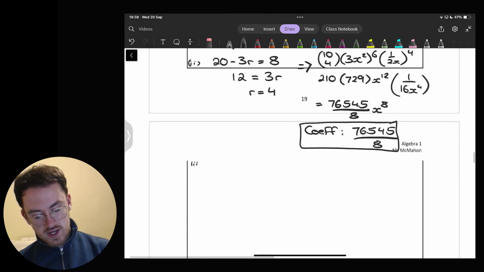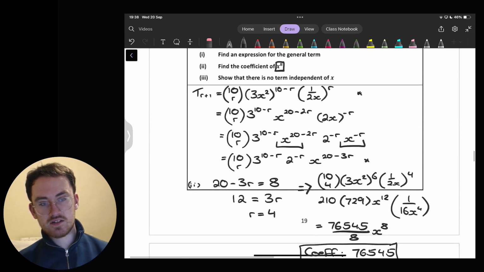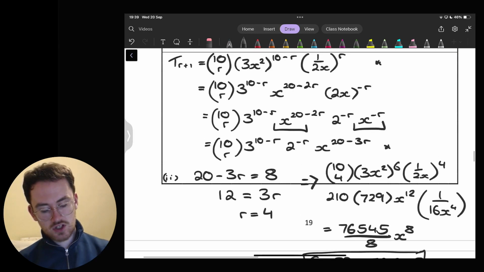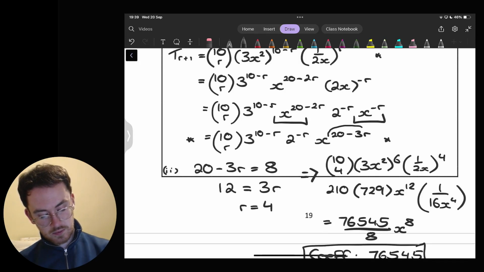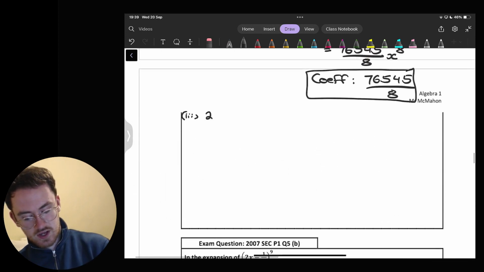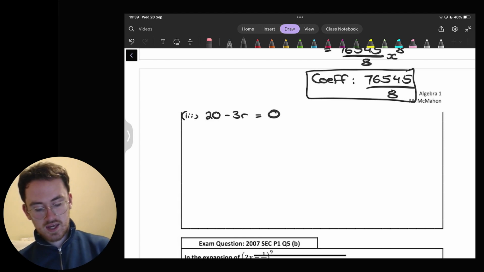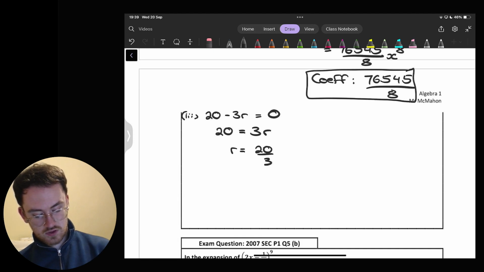Looking at part 3 then, part 3 says, show that there is no term independent of x. So looking at our general term here, if we wanted the term to be independent of x, we would be looking at our power of 20 minus 3r, and we would want that to be equal to 0. If we move things over, that gives me 20 equals 3r, and that gives me that r is equal to 20 over 3.